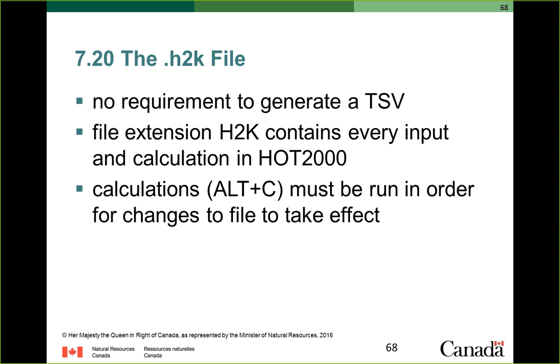The HOT2000 file needs to be saved in an H2K format for file submission and for generating the label and report. Once all entries have been made in HOT2000, the last step must be to run the file, Alt-C, so that all modeling is applied to the file. Once completed, save the file. If an existing file is opened and changes are made, the same process must be followed for the changes to be applied to the file.